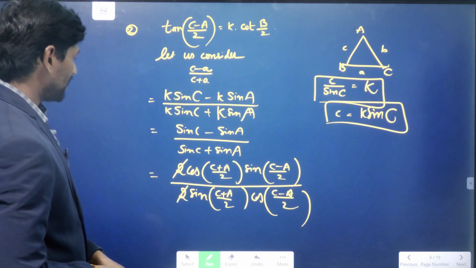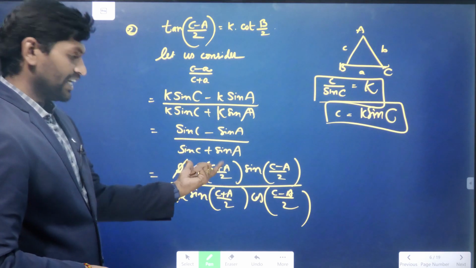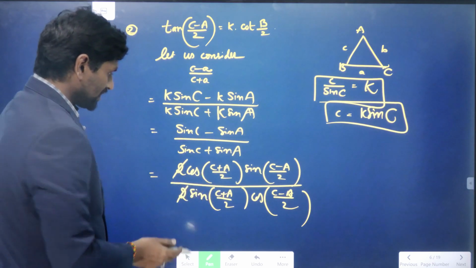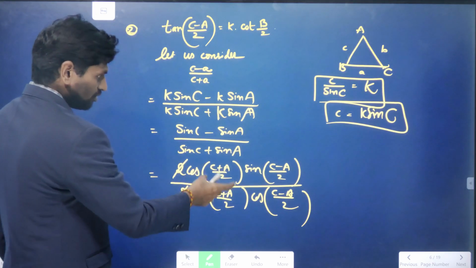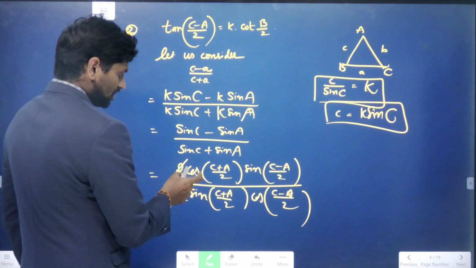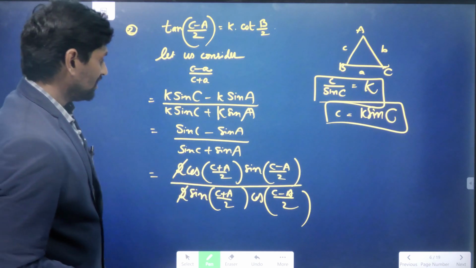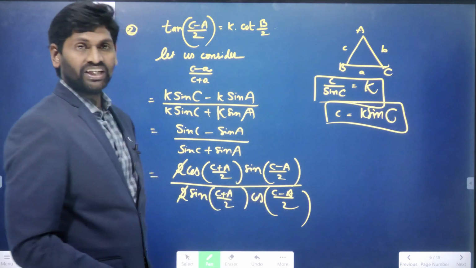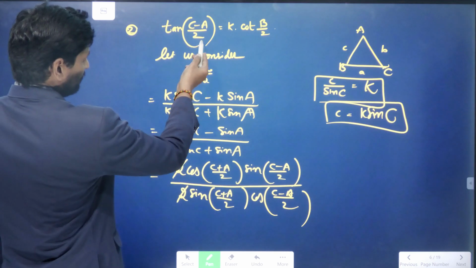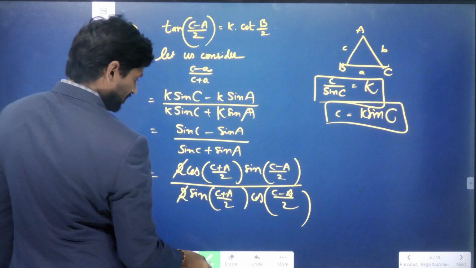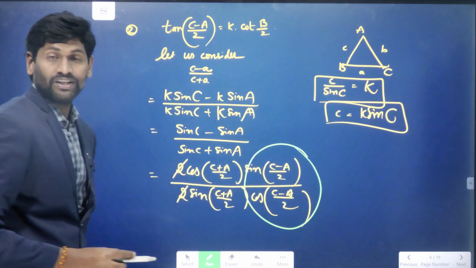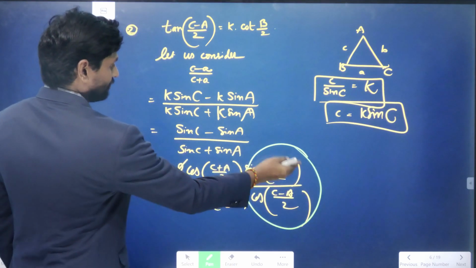Yeah, both sides 2 cancel. Now I am taking cos (c plus a)/2 and sin (c plus a)/2. We are not going to cancel here because both are different ratios. Cos by sin can be cot. Here also sin by cos can be tan. While you are observing the last two terms, these two, sin by cos becomes tan. So we can write tan (c minus a)/2.